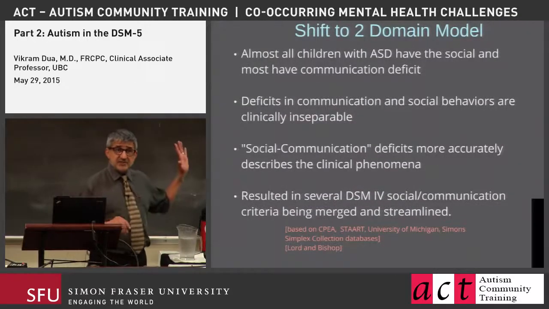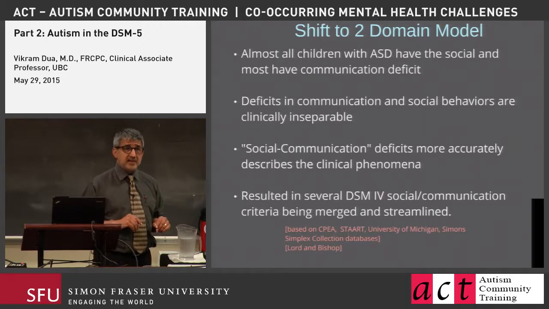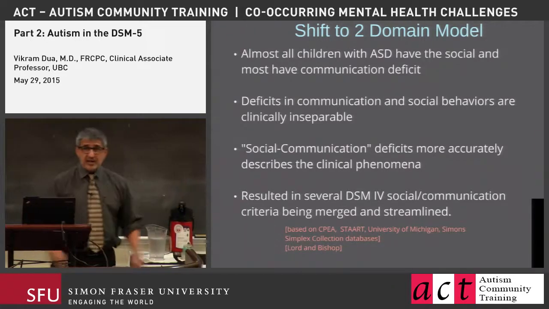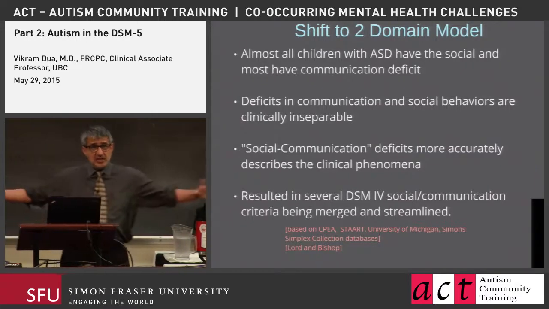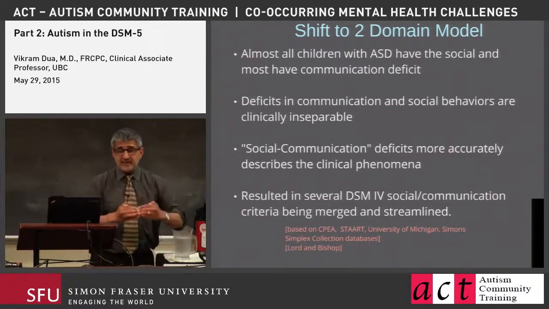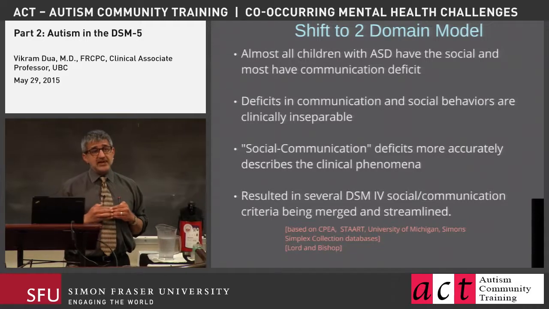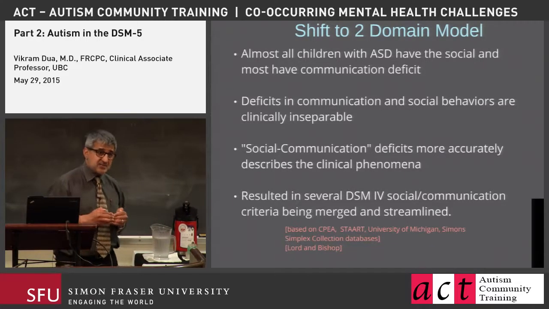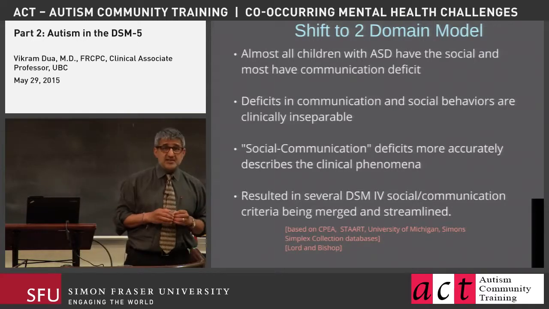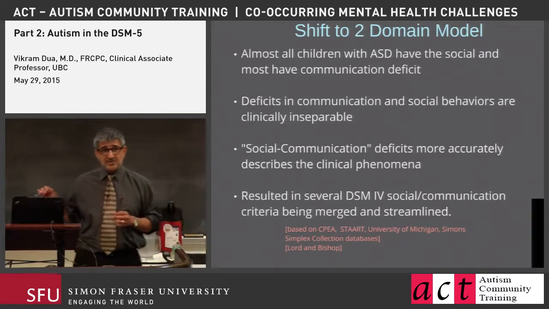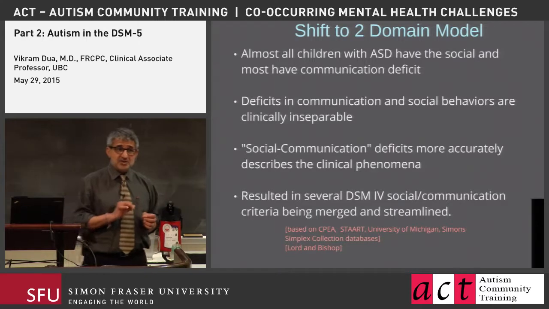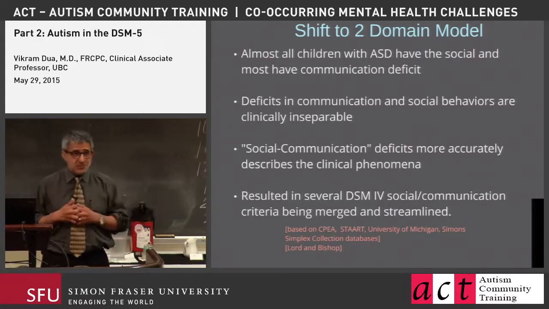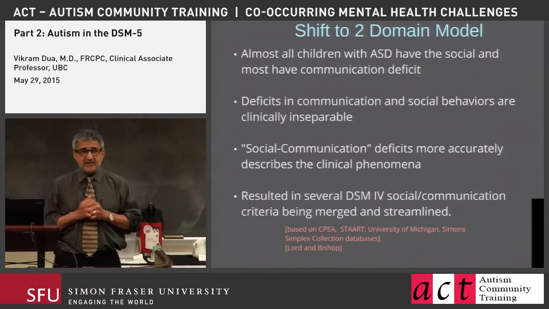The other is obviously the shift to this two-domain model. And this two-domain model is really a collapsing of the social domain and the communication and imagination domain into one area. Why did that happen? Well, in large part because of clinical assessments. In clinical assessment, it is almost impossible to separate out the social impairments when your child also has communication impairments, particularly at school age or above. The two are so intertwined that you really can't effectively separate them.